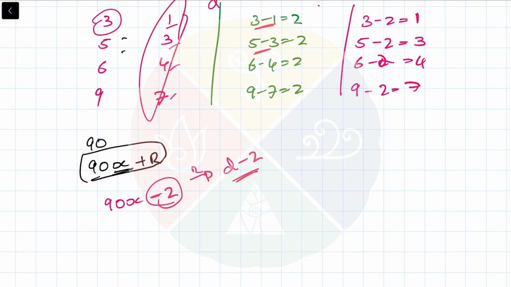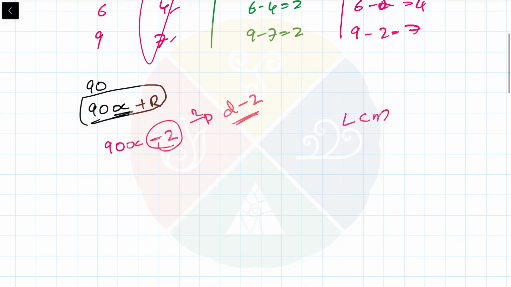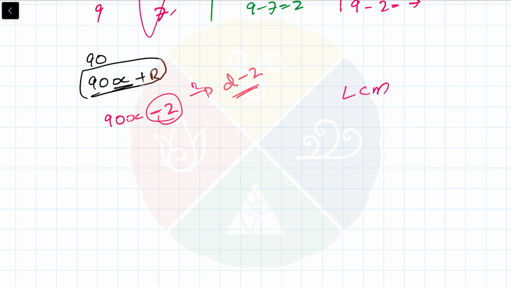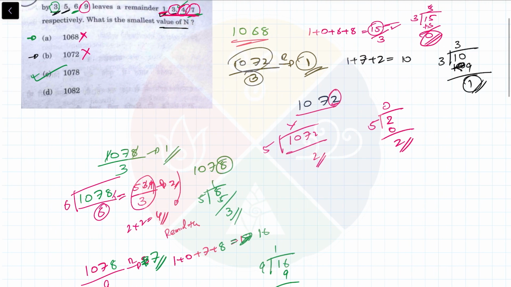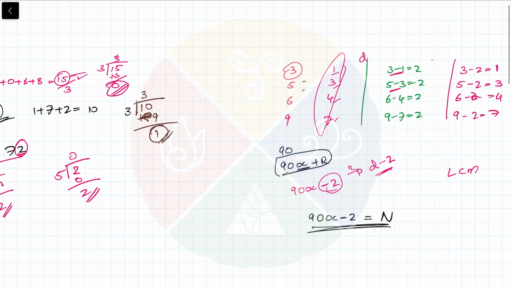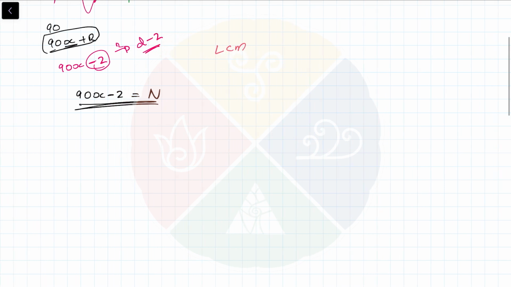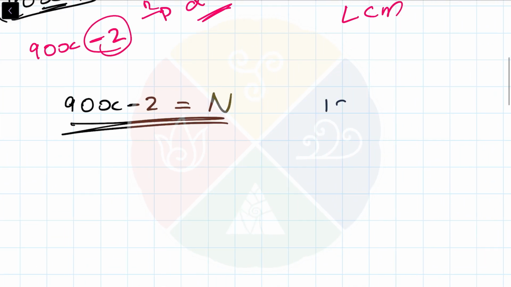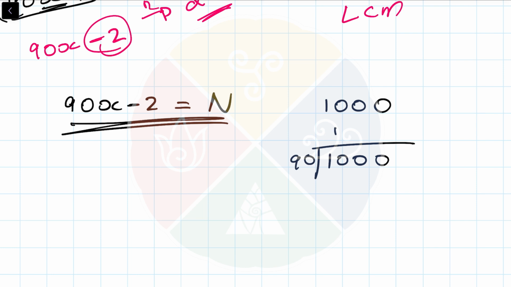We'll go into more depth on this when I go through the topics of LCM and divisibility and other stuff. Anyway, what we just found is that 90x minus 2 is the form of the number which we are searching for. Now the question is asking you to find the smallest 4-digit number which satisfies this condition. First of all, the smallest 4-digit number is nothing other than 1000. I'll divide that by 90.